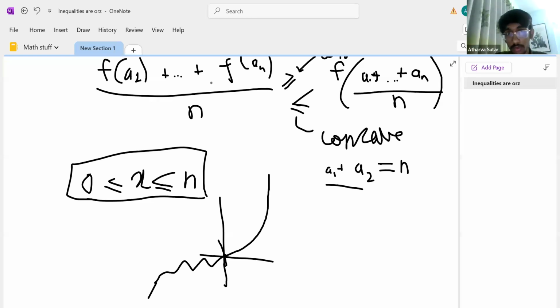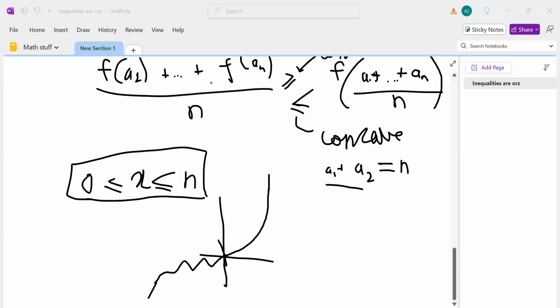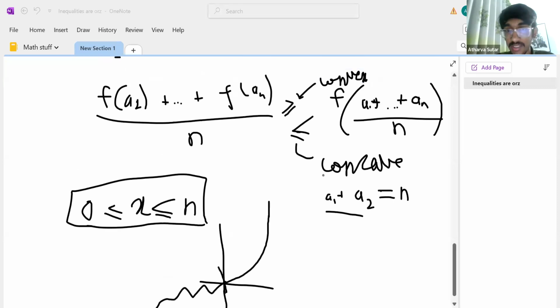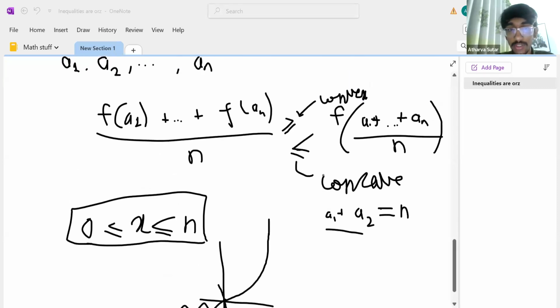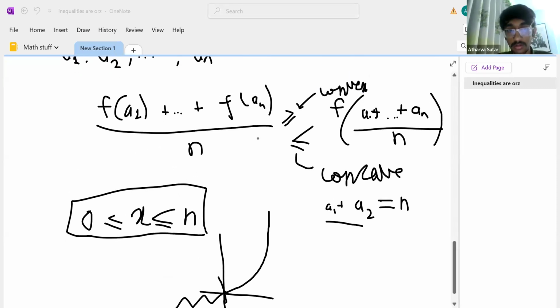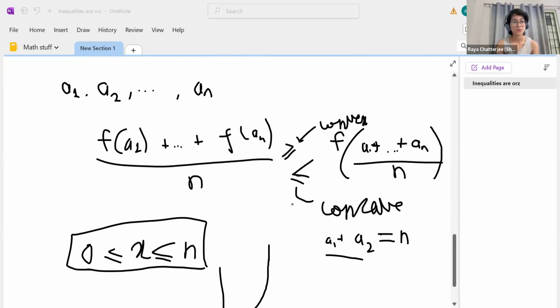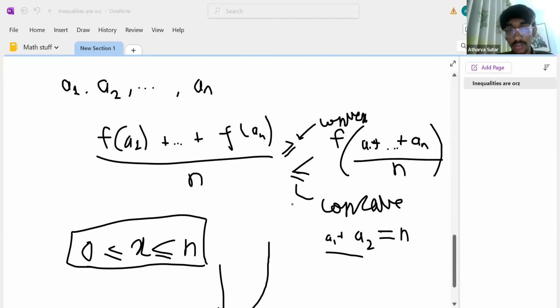Guys, if you don't want to unmute, you can put a yes in the chat if stuff is clear. By the way, when will equality hold? That depends on the function, but it usually holds when all of them are equal. Yeah, it also depends on the function, but equality cases are usually when they're equal.